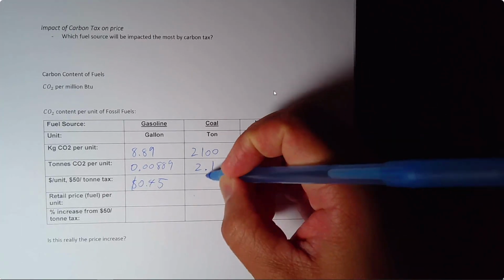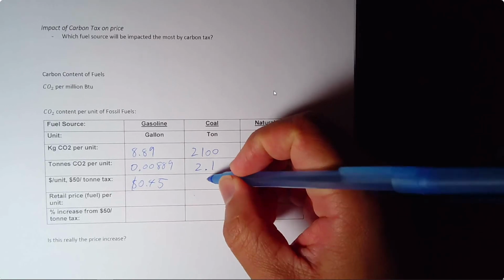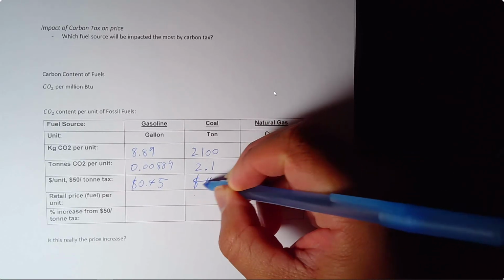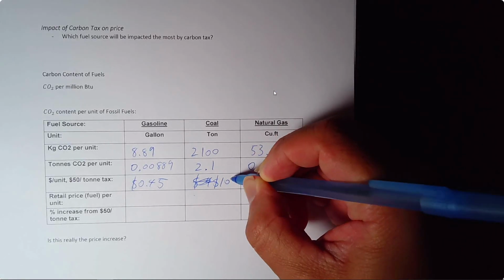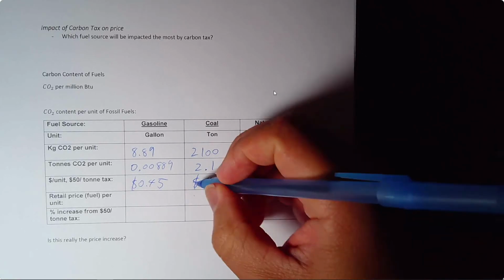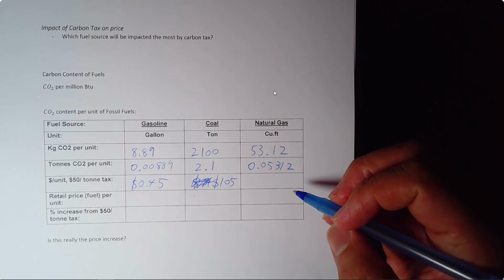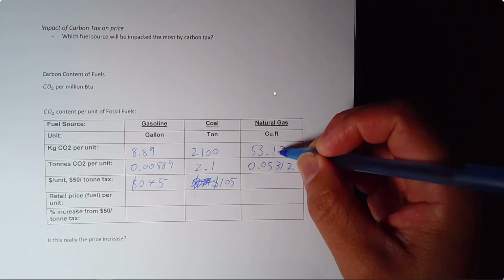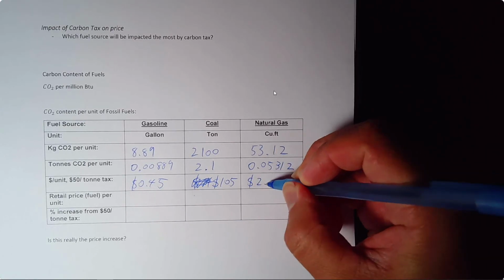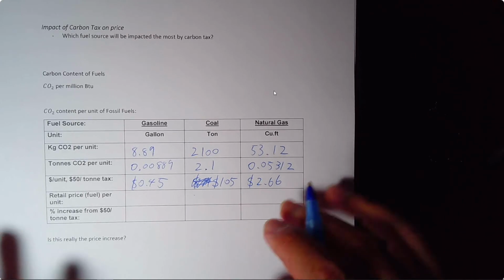What about coal? 50 times 2.1 gives us $105 on top of the cost of a ton of coal. And for natural gas, multiplying 50 times 0.05312 gives 2.66.